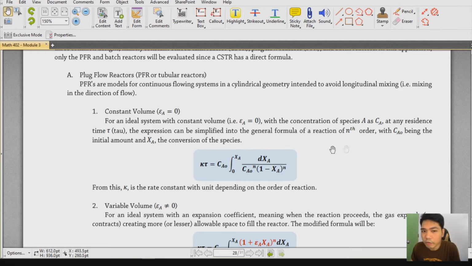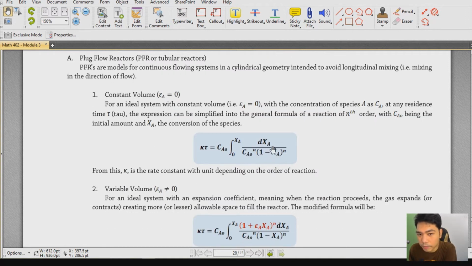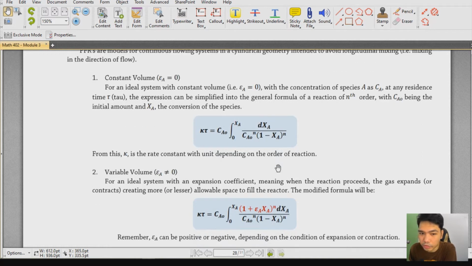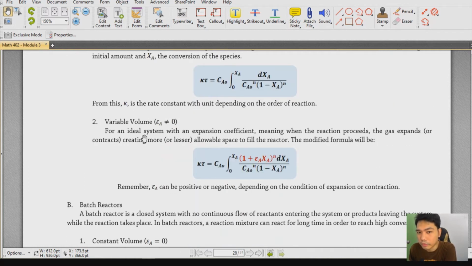And this is the general formula for any constant volume PFR. That's CAO, which is a constant here kasi yan naman is initial amount, so constant yan. And then integrated from 0 to XA, the dXA divided by CAO and then (1 minus XA) raised to N. So technically, our variable here is the conversion. Parang conversion percentage, ganun. Or current conversion fraction.